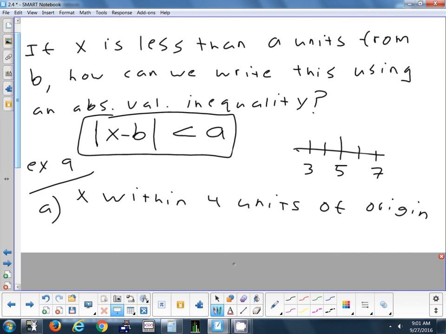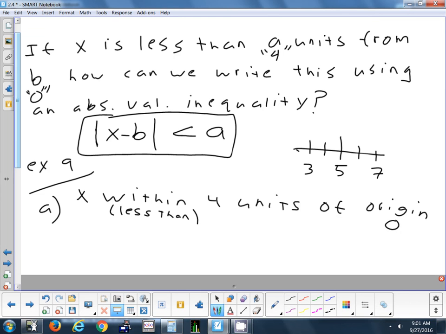Right, so this is like saying x is within or less than 4 units of what number is the origin? 0. So all we really have to do is figure out where the 4 gets plugged in and where the 0 gets plugged in up above. Okay, x is less than 4 units from the origin. So just fill in exactly what I wrote under those letters in that inequality, and you'll get what they're looking for. Right? So what would my inequality be?